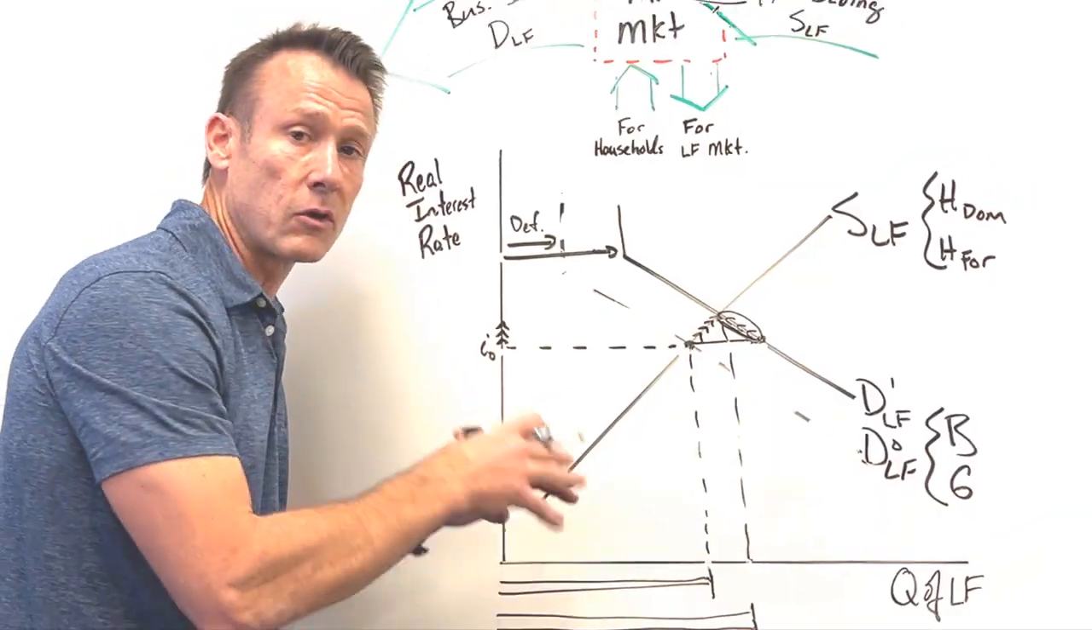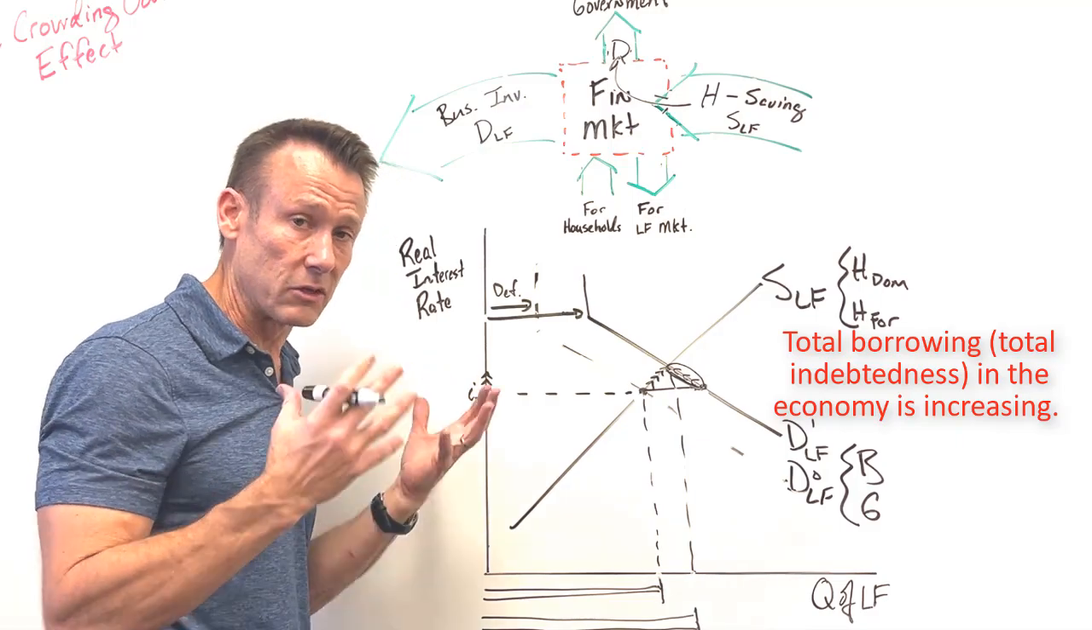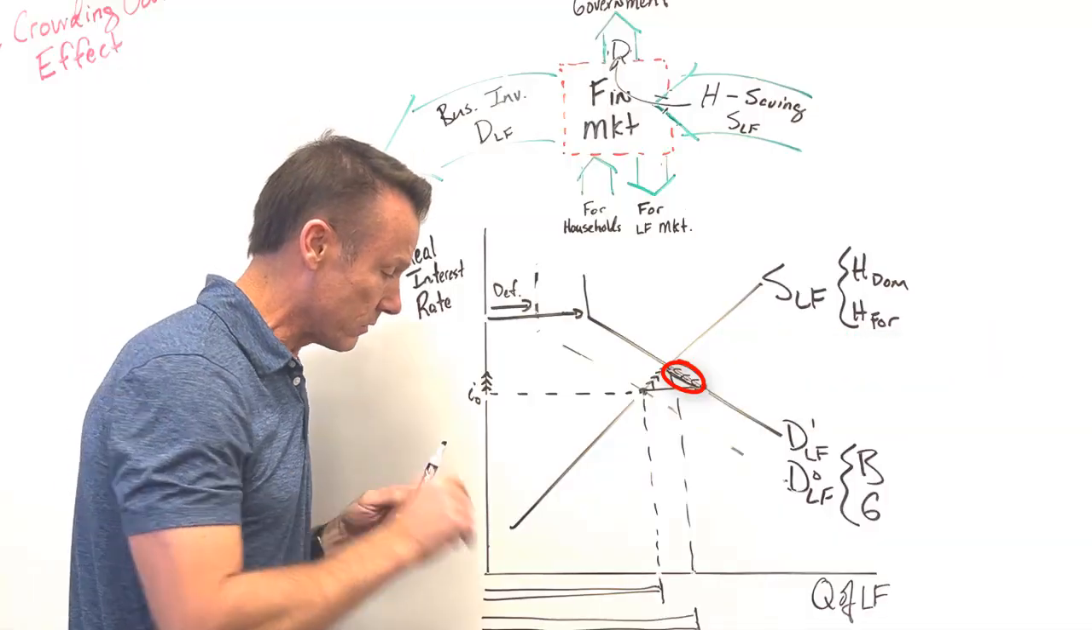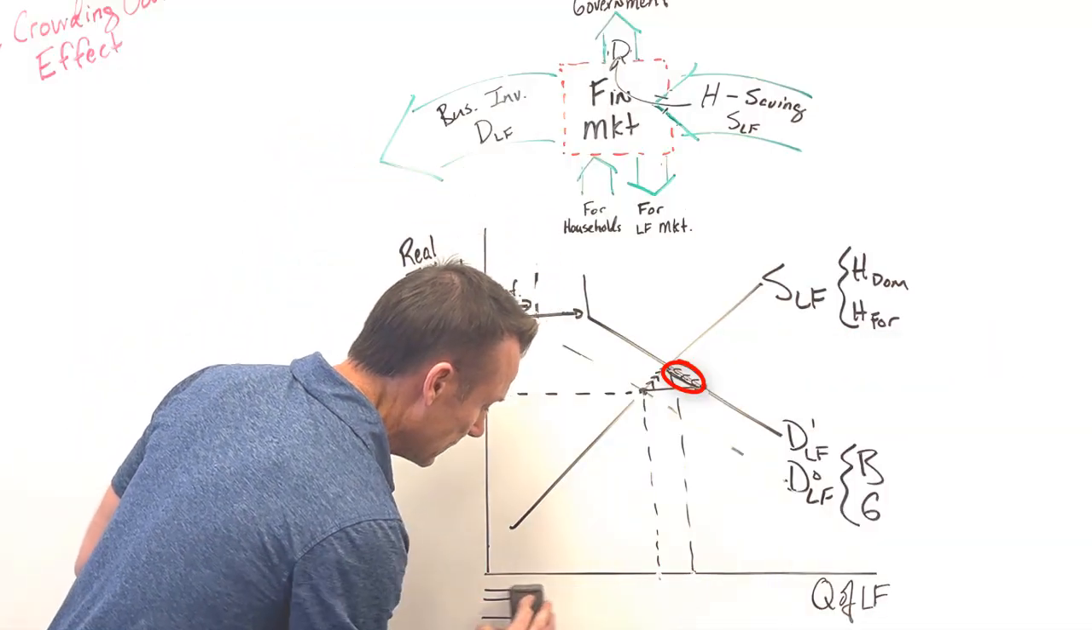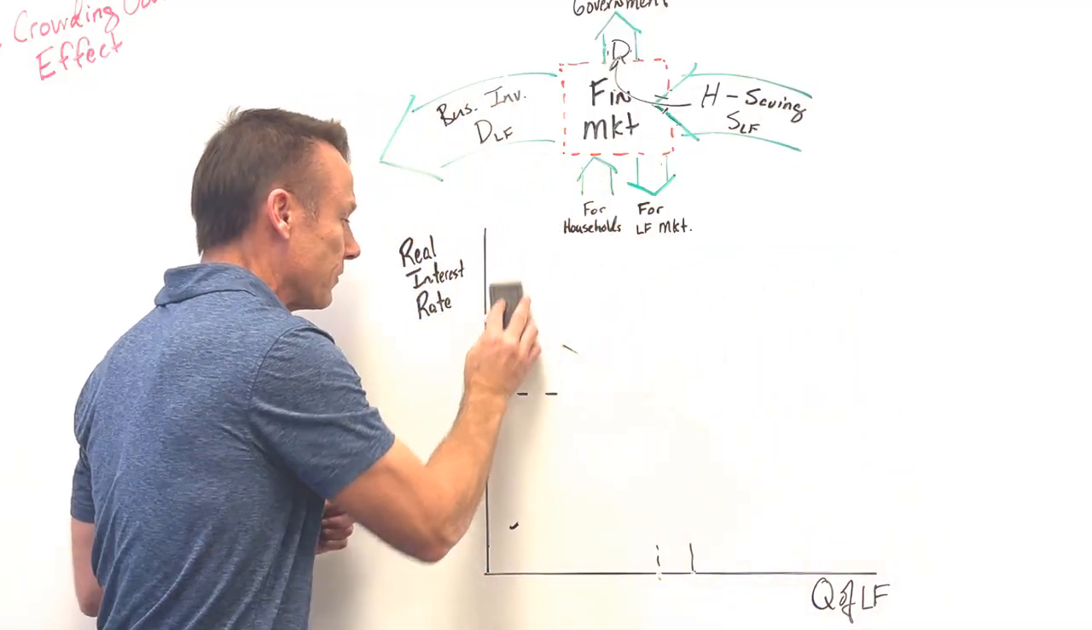Okay, debt. As far as the economy-wide is concerned, debt is increasing. There is more borrowing happening. Again, that right there is the crowding out effect. Now, let's go to the other way that you can handle bigger deficits.